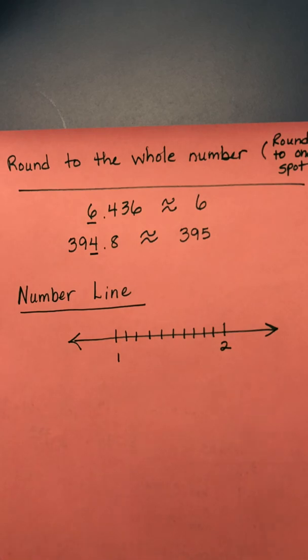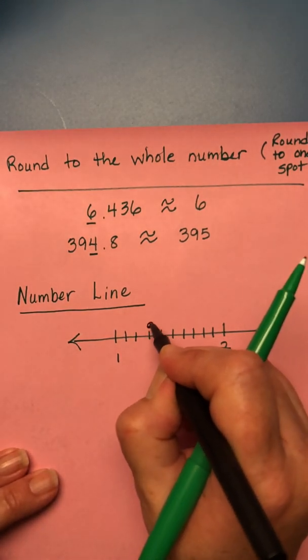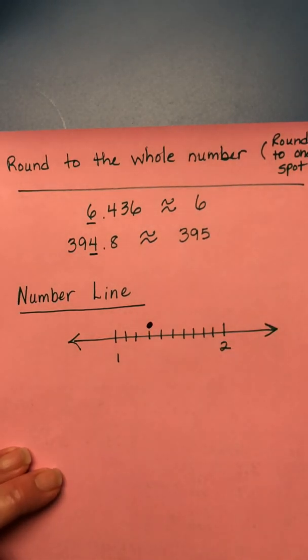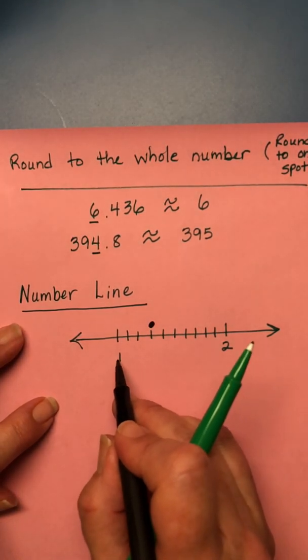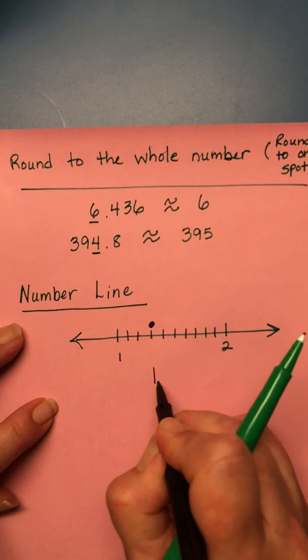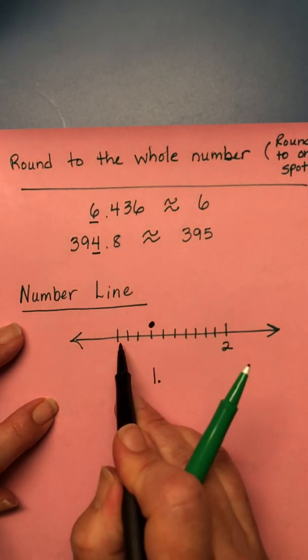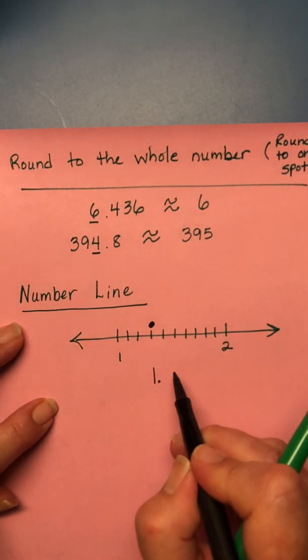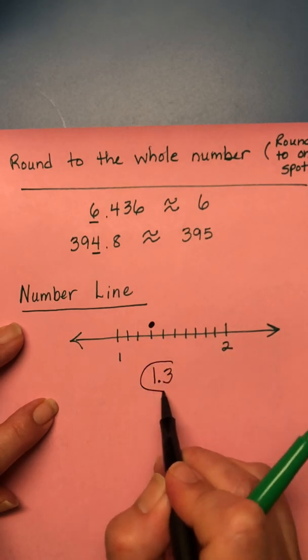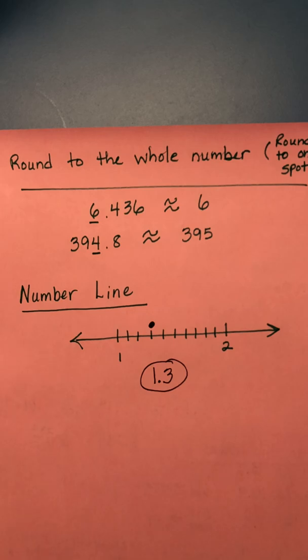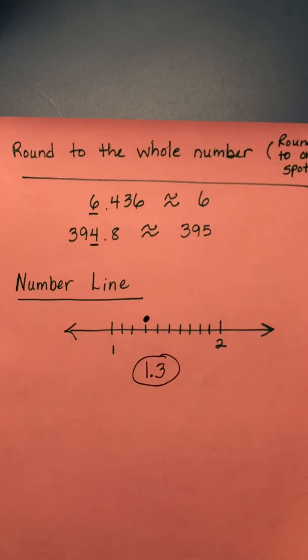And what if I put a dot here? What does this number represent? Well, we know it's more than 1, so the 1 is a whole number. And we can say 1, 2, 3. That's 3 out of 10 spots. So that would be 1.3. Okay, so you need to be able to see that.